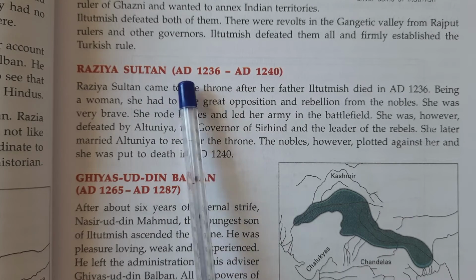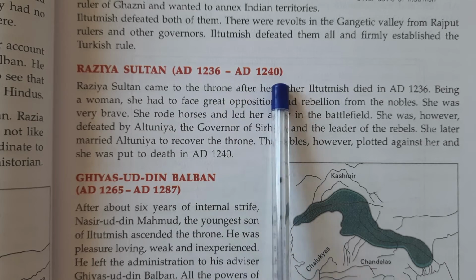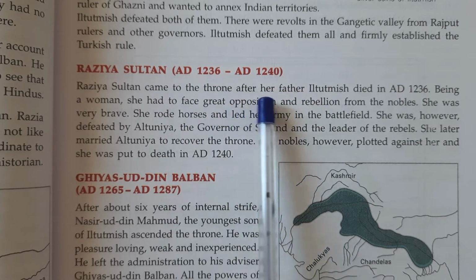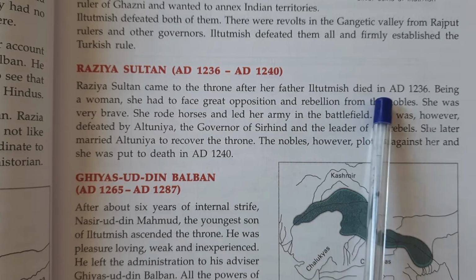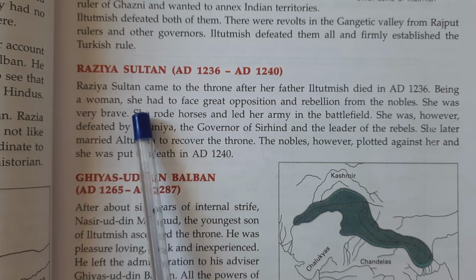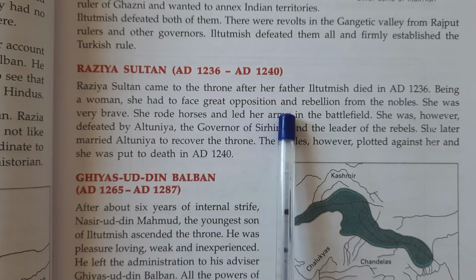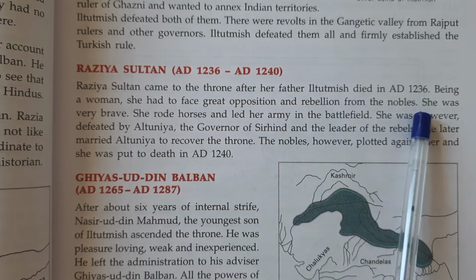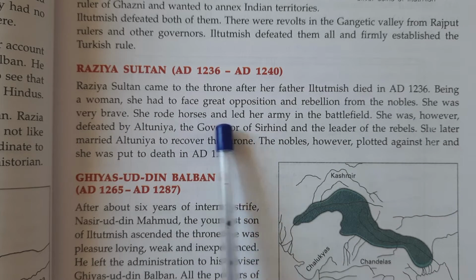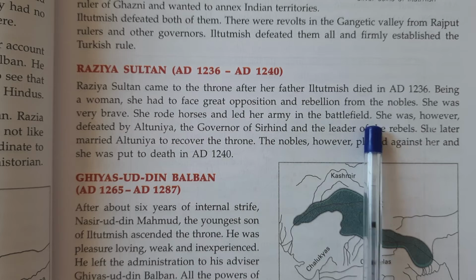Razia Sultan, AD 1236 to AD 1240. Razia Sultan came to the throne after her father Iltutmish died in AD 1236. Being a woman, she had to face great opposition and rebellion from the nobles. She was very brave. She rode horses and led her army in the battlefield.